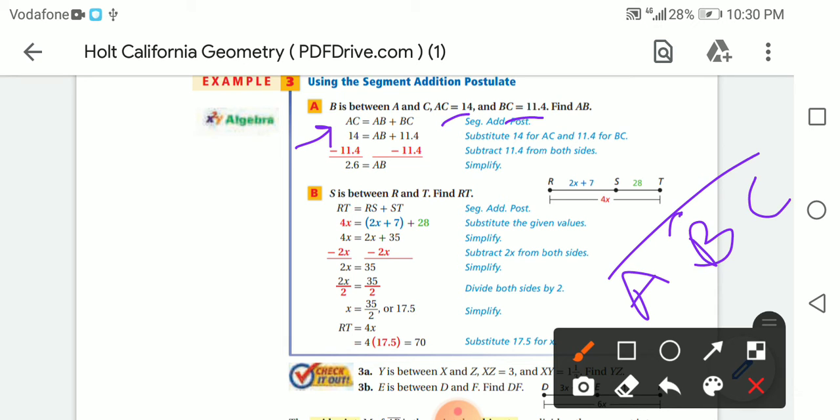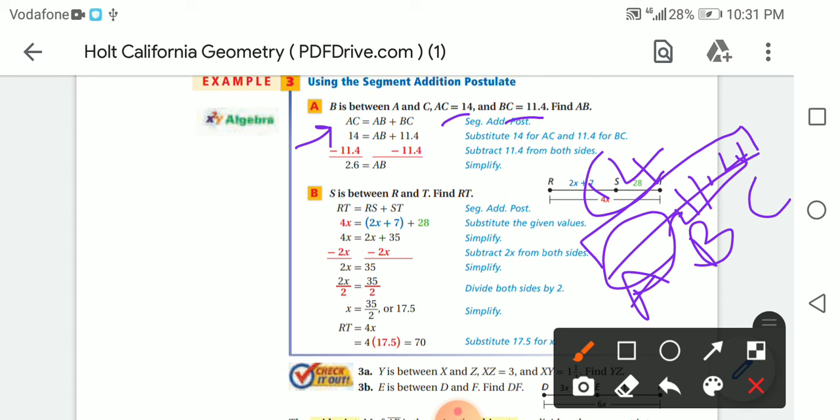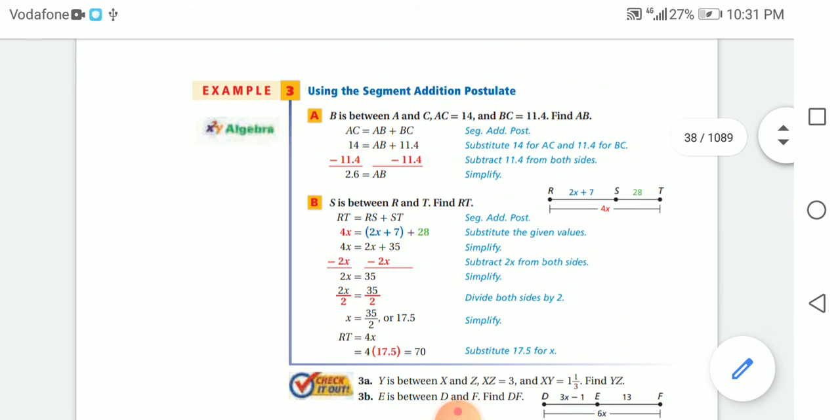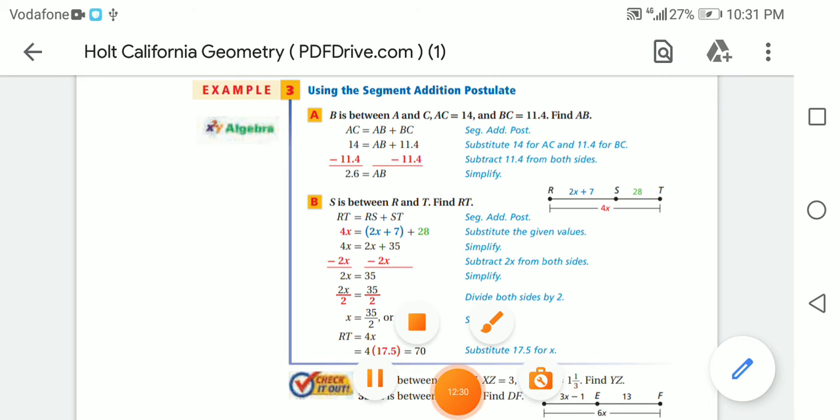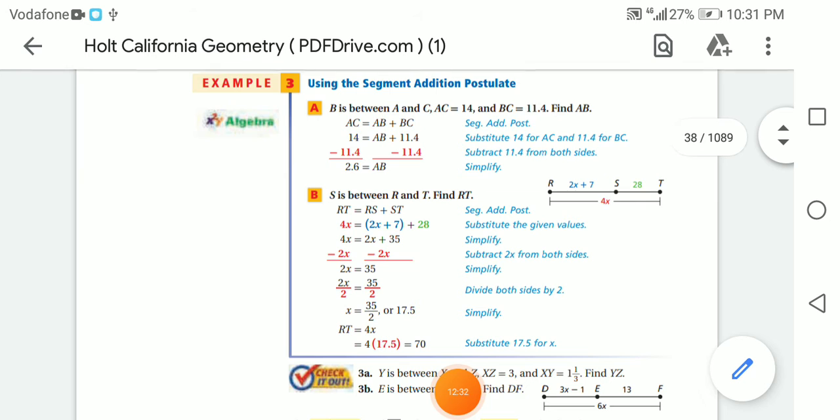So I have here B between A and C. So what do you think? Here I have AC as a whole, which gives me 14, and I have BC, which gives me 11.4. So this will be the difference between 14 and 11.4. Very easy. So here I have some steps I should follow. What do you see here? I have, as you see, AC equals AB plus BC, the segment addition postulate.